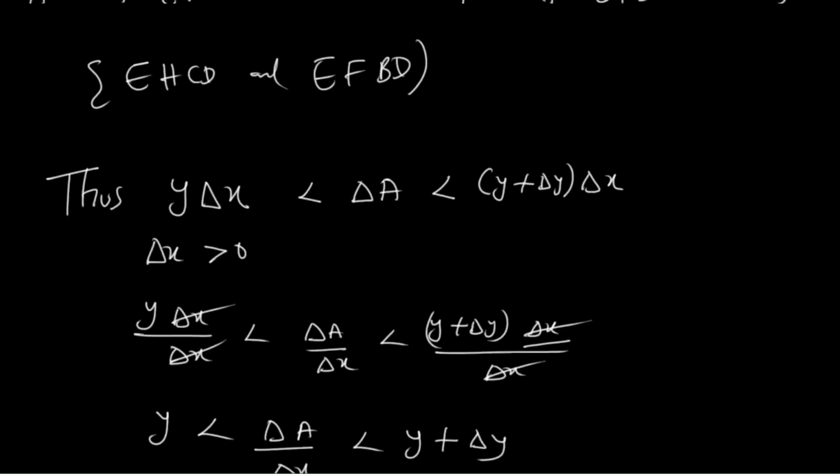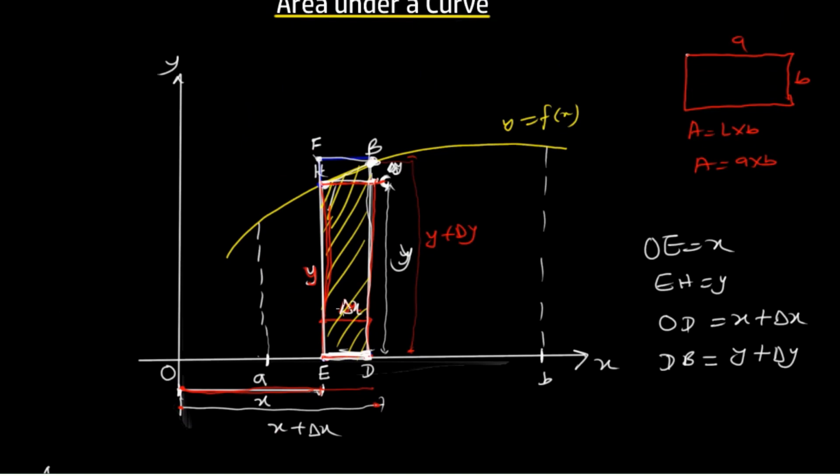From here, we know that as dx tends to 0, dy also tends to 0. Let me go back to the graph. So this is dx. As dx tends to 0, meaning that as we shift this particular line DB to the left hand side, dx tends to 0, also dy begins to shift, and dy is going to tend to 0.